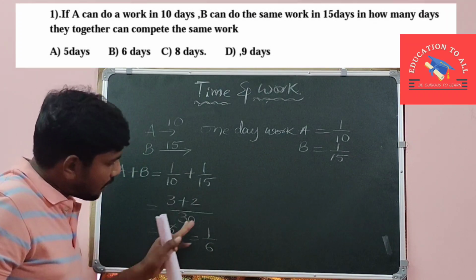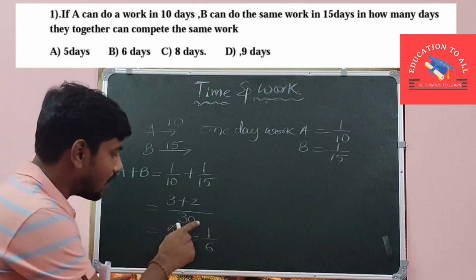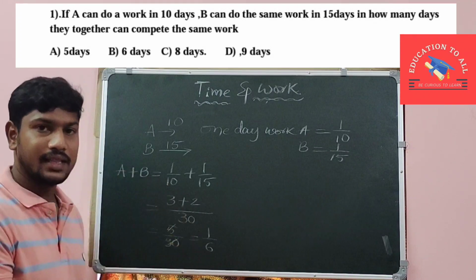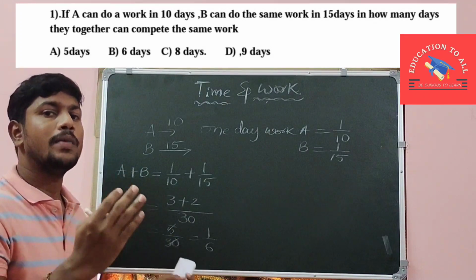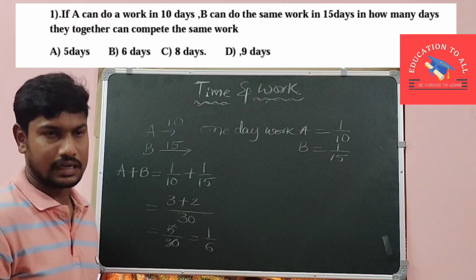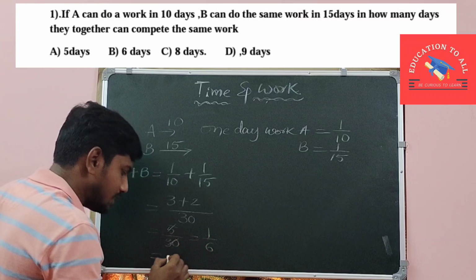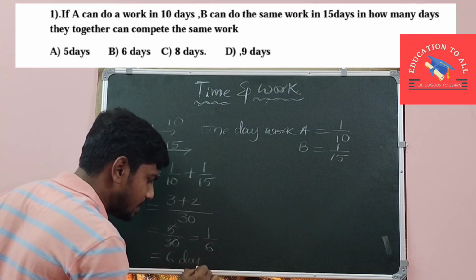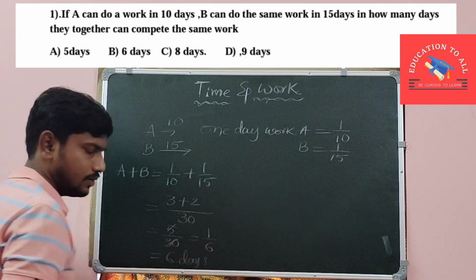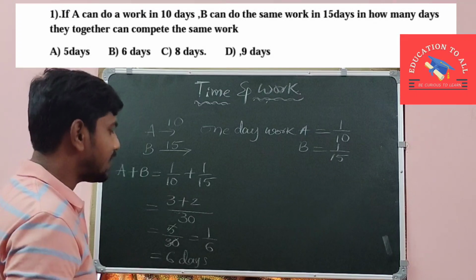But remember, 1 by 6 days is not the answer. It is the 1 day work of A and B together. Our requirement is how many days they will take to complete the whole work. So we find the reciprocal. We can say that its reciprocal is 6. So they will complete the work in 6 days. So option B is the correct answer.